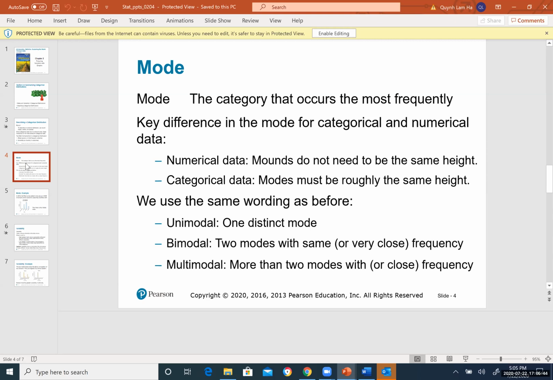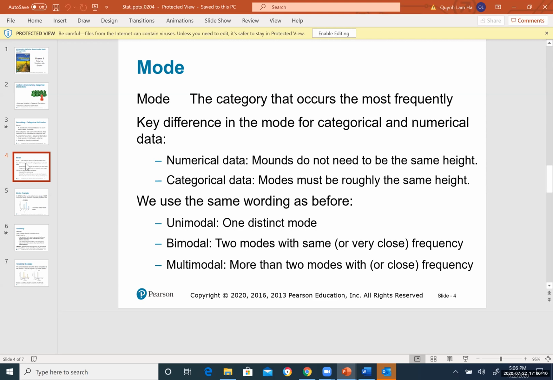So we are the same height. If they have 2 modes, if you imagine bimodal, which is 2 mounds, the 2 mounds have the same height. So it means both of those values will be called modes.